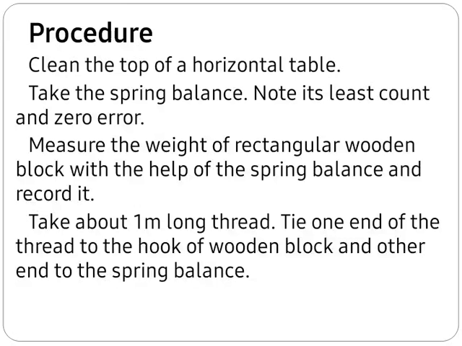Let's see the procedure. Clean the tabletop. Take a spring balance. Note its least count and zero error. Measure the weight of the rectangular wooden block with the help of the spring balance and record it. Take about 1 meter long thread. Tie one end of the thread to the hook of the wooden block and the other end to the spring balance.